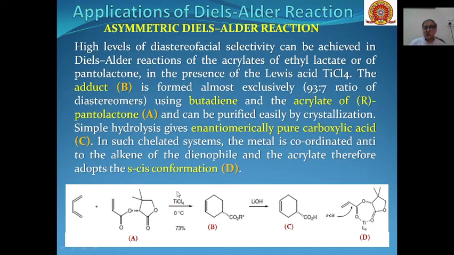So this is formed in a 93 to 7 ratio of diastereomers. The endo product will be formed in more amount as compared to the exo product. And then hydrolysis of this will lead to the formation of an optically pure and enantiomerically pure carboxylic acid. And this is the transition state through which this product is formed. And this adopts an s-cis conformation in the transition state.